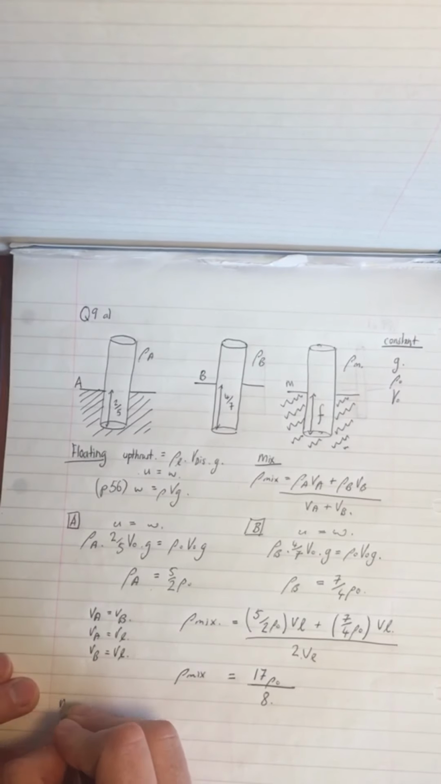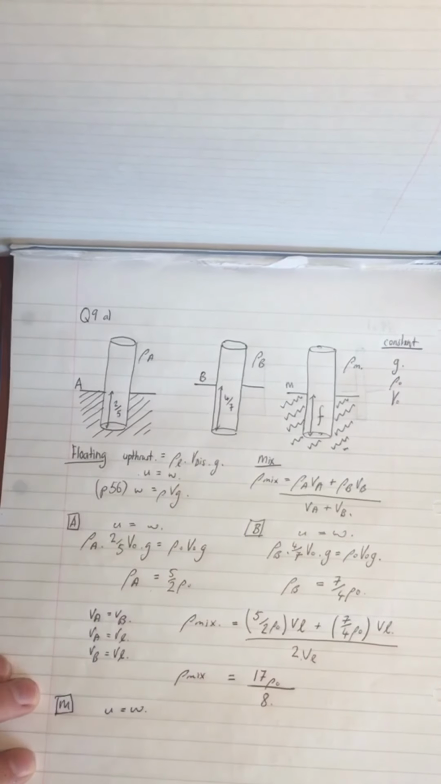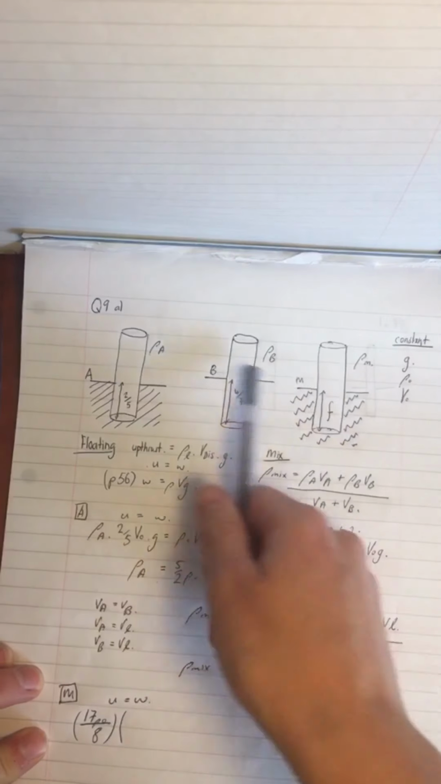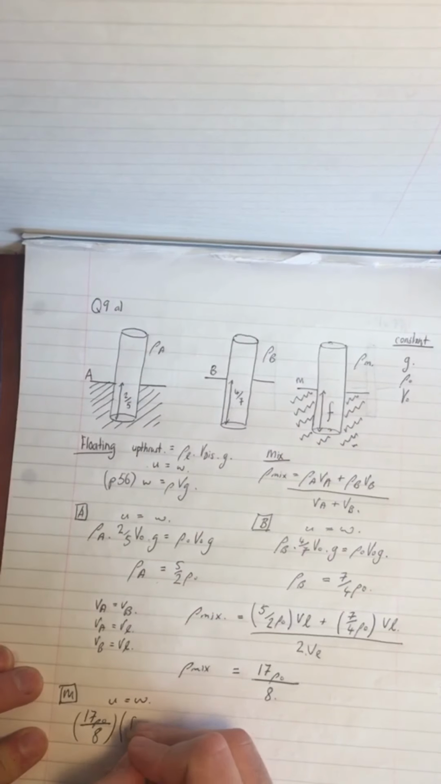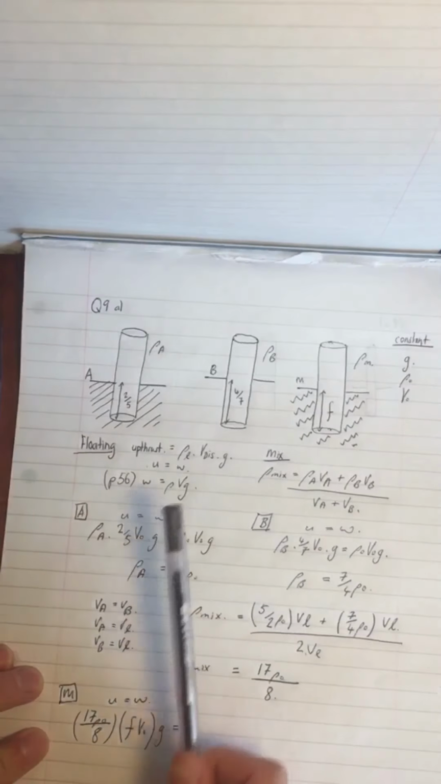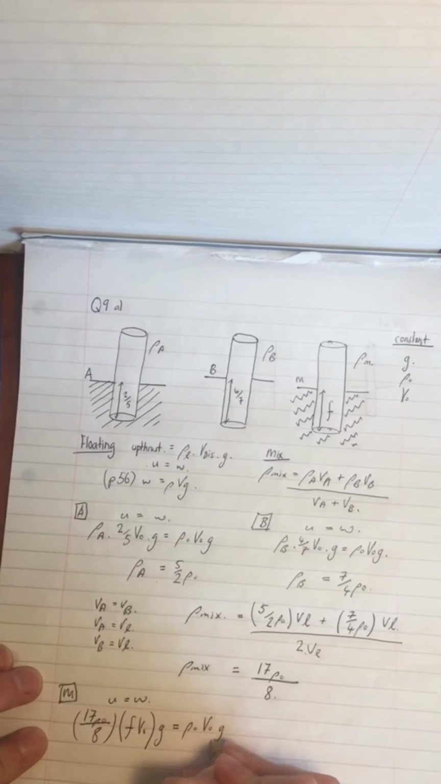Okay, so now we are ready to finally input this into our U is equal to W for the mixture. I'm just going to put an M here so we know we're on this bit. So it's U is equal to W to find our fraction submerged. As we said, upthrust is equal to the density of the liquid, which we found here, so 17 rho O over 8, multiplied by the volume displaced. As we said earlier, we can use the fraction of the axis multiplied by the volume of the object, which is equal to the volume displaced, multiplied by gravity, is equal to the weight of our object, which we said was rho O V O g.